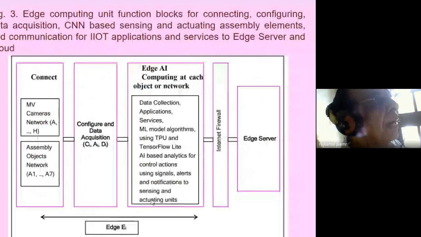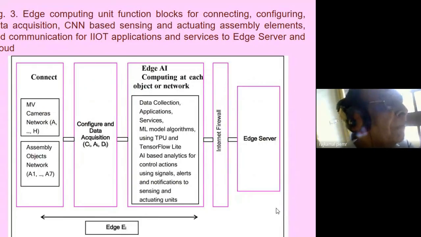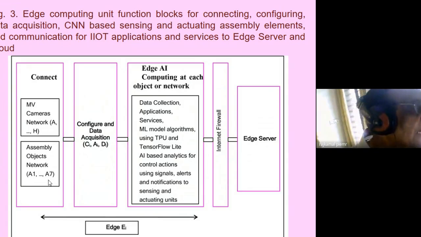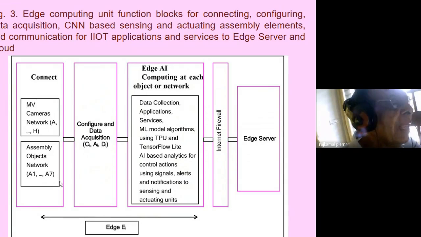Now this is a diagram where I am introducing, first, the computing function blocks. So the edge AI here, what will it be doing? It will be connecting to the machine camera network. Machine vision cameras which are there, their network is there. For example, I was talking to you about the 8 cameras, A B C D, E F G H. It will be connecting to assembly lines there, the assembly line network A1 to A7. Another job is to configure and acquire data from cameras, from assemblers and from disassemblers.